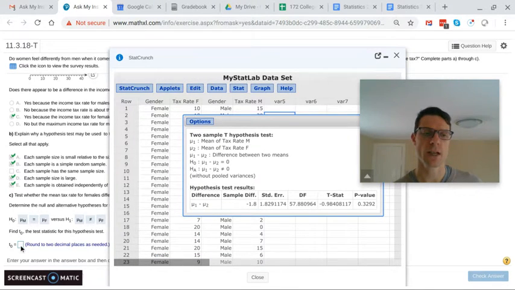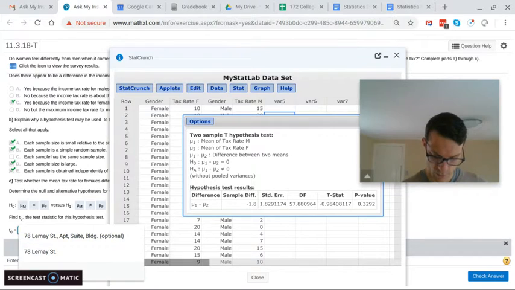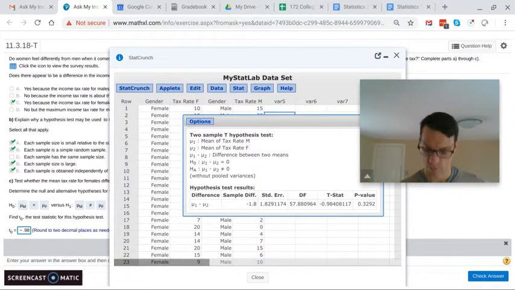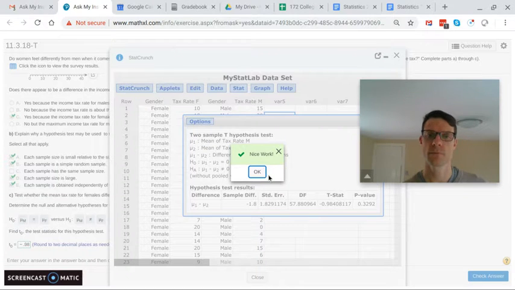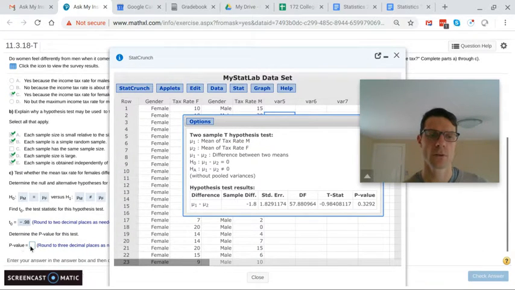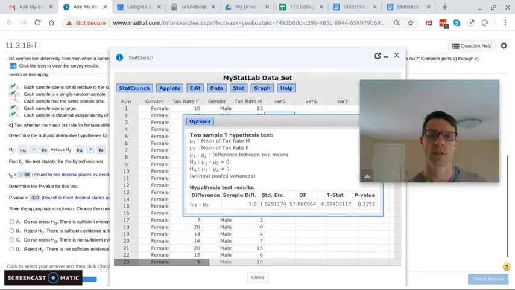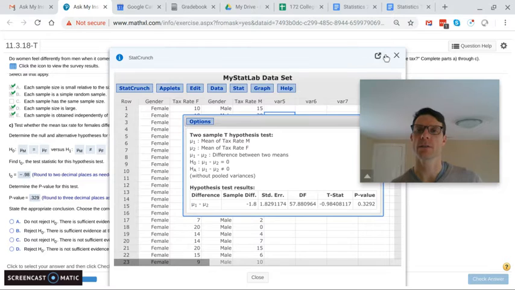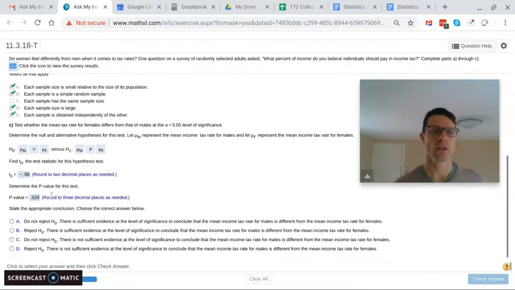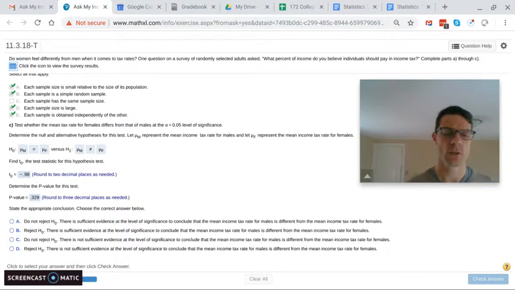Okay, and that gives us the t-stat here, which we round to two places, negative 0.98. Check that. Okay. And then the p-value, which is rounded to three places, 0.329. Check that. Okay. And then now all we have is to decide whether to reject or not the null hypothesis. So since the p-value is 32% there, and we're testing at a 5% level of significance, we're not going to reject the null hypothesis.